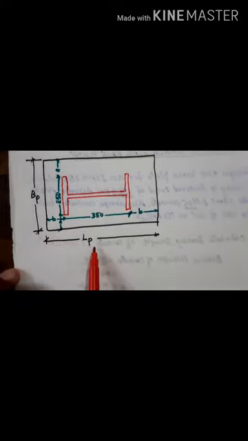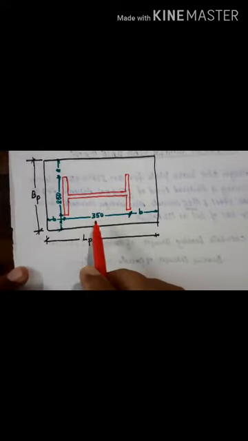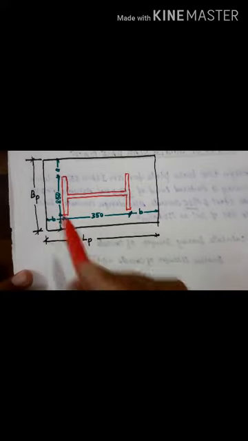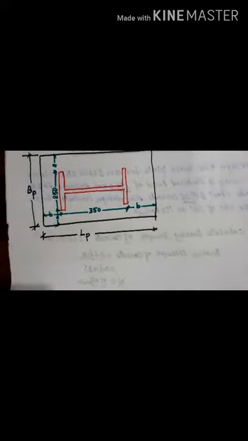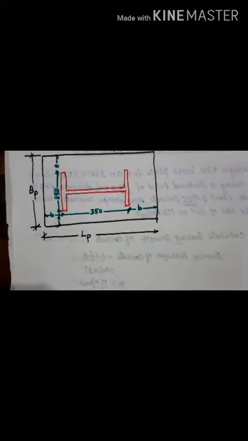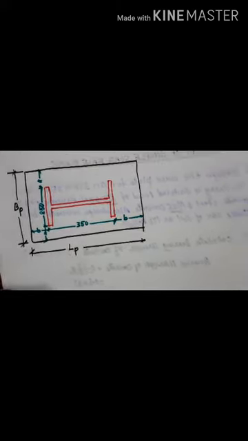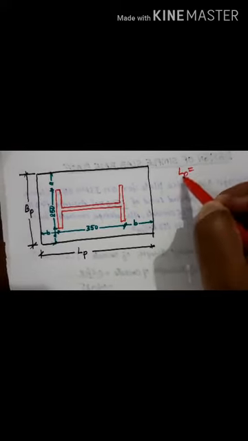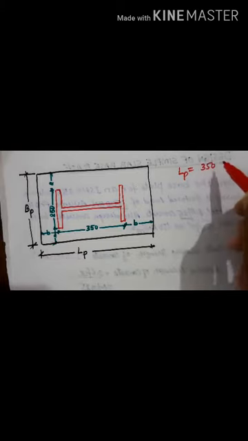That is width of the base plate as B and length as L. So still we don't know these dimensions L and B. Just you place the section over the plate and just mark the depth and width of the flange. Then projections also you mark like this. Now let us calculate what is the length here. So length of the plate will be 350 plus 2b, 350 plus b plus b.